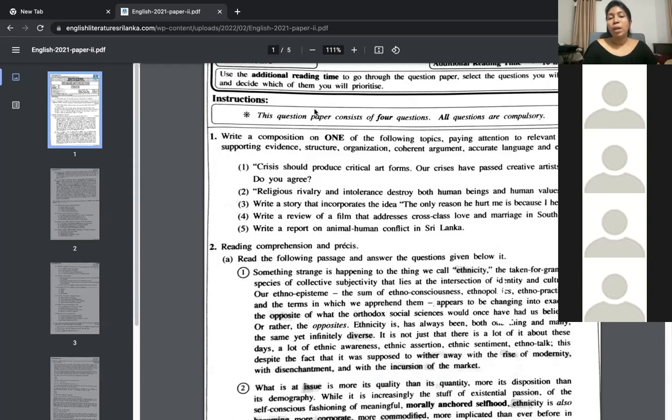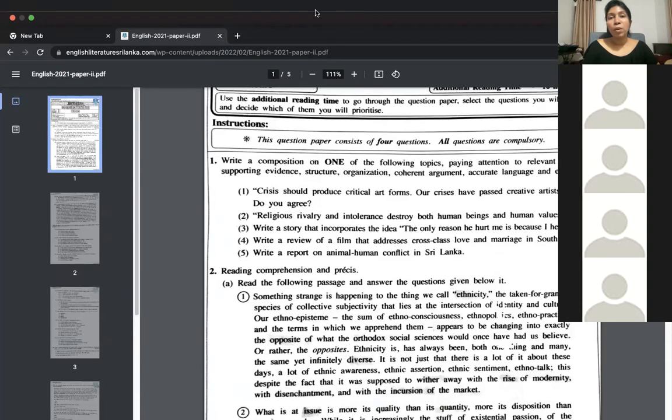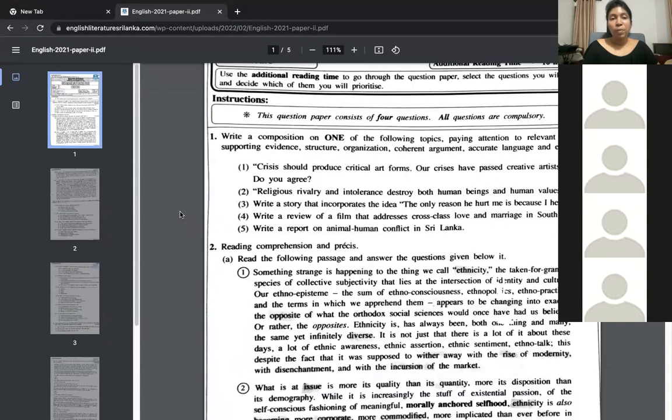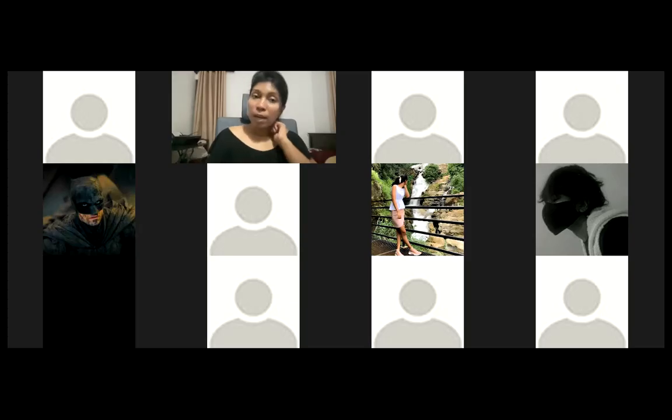Writing a film review. So what are the basic points you need to add when you are writing a film review, right? Before that, sometimes they give it as writing a film review under a particular theme. It can be the theme of love, theme of life, theme of war. It can be any theme. So you can select one from those.